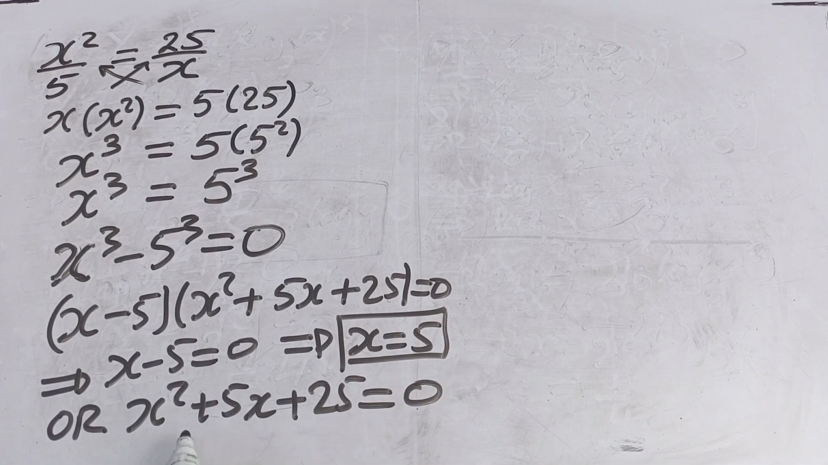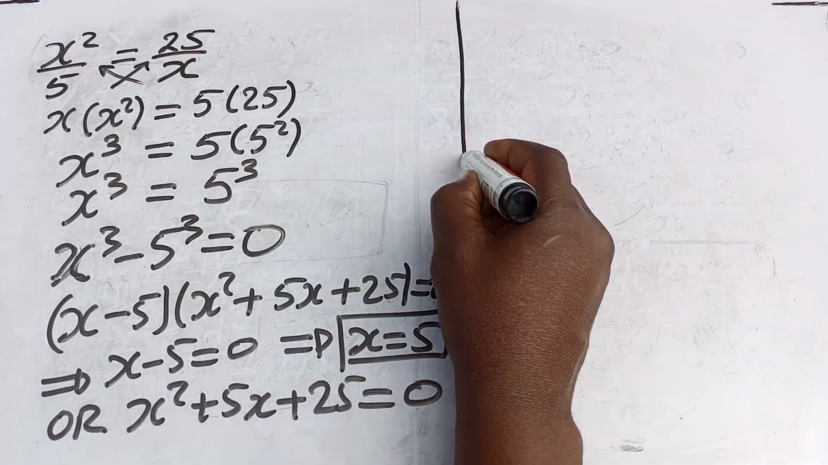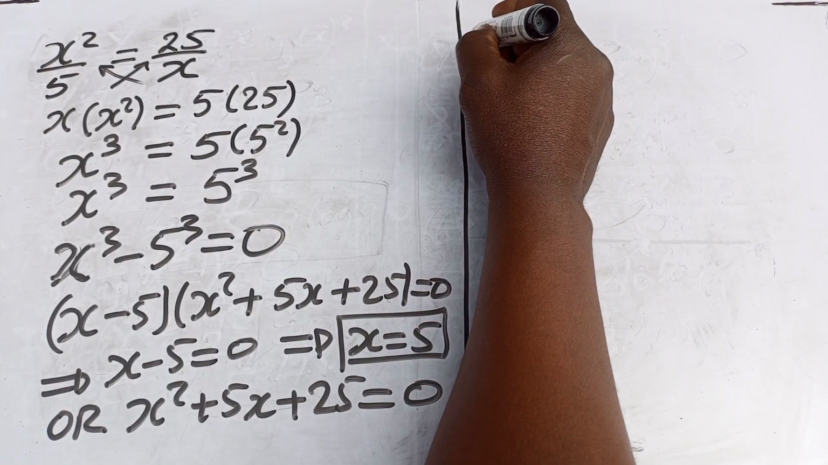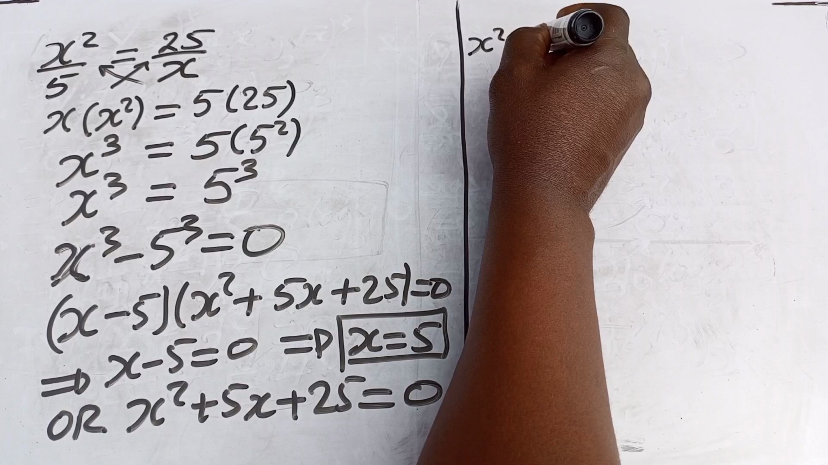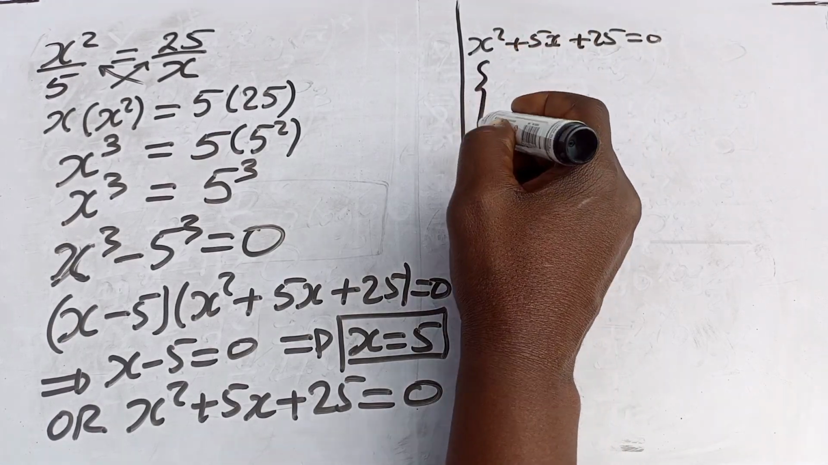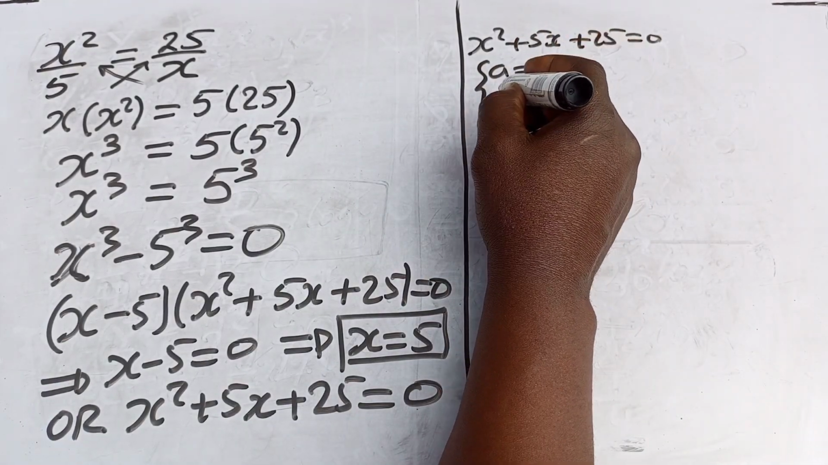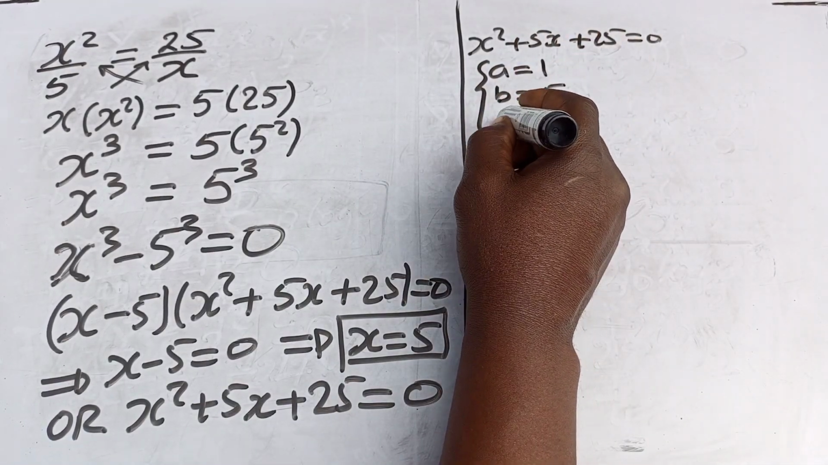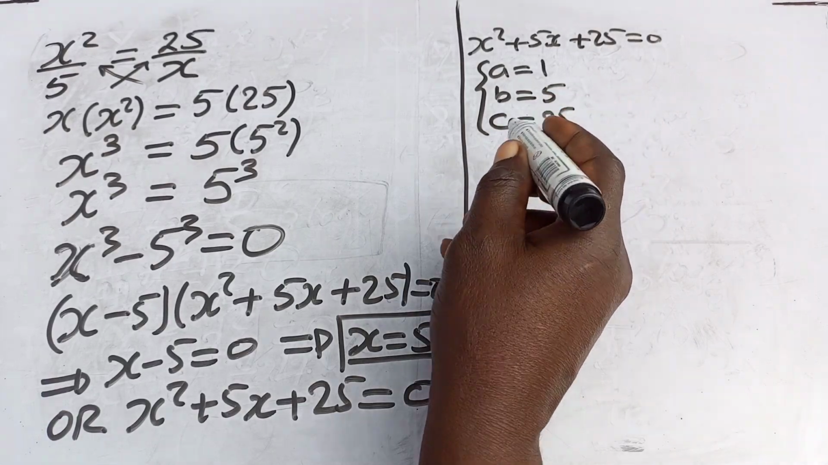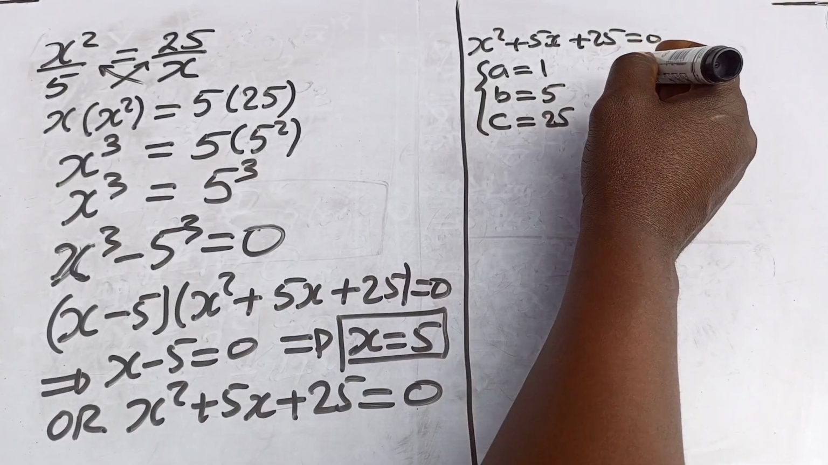This is a quadratic equation. A quadratic equation will give us 2 solutions. So we're going to get the remaining 2 solutions from here. x squared plus 5x plus 25 equals 0. Let's collect our coefficients. The x squared coefficient is 1, the x coefficient is 5, and the constant is 25.